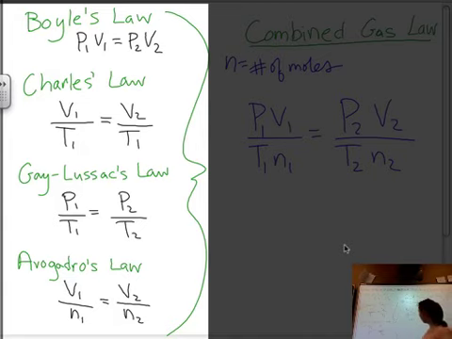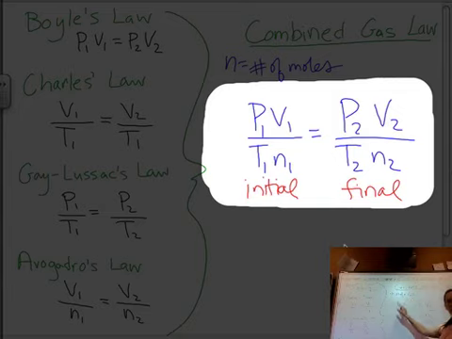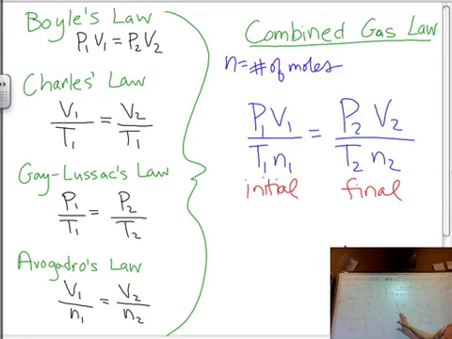What's important to note about the combined gas law is that we're looking at an initial pressure, volume, temperature, number of moles, and a final pressure, volume, temperature, number of moles. If you're given a whole bunch of information, it's probably going to be how something started and how it ended. You can find any of the four gas laws from this one equation. You're also going to need this equation for your lab question, which I'm going to do next.